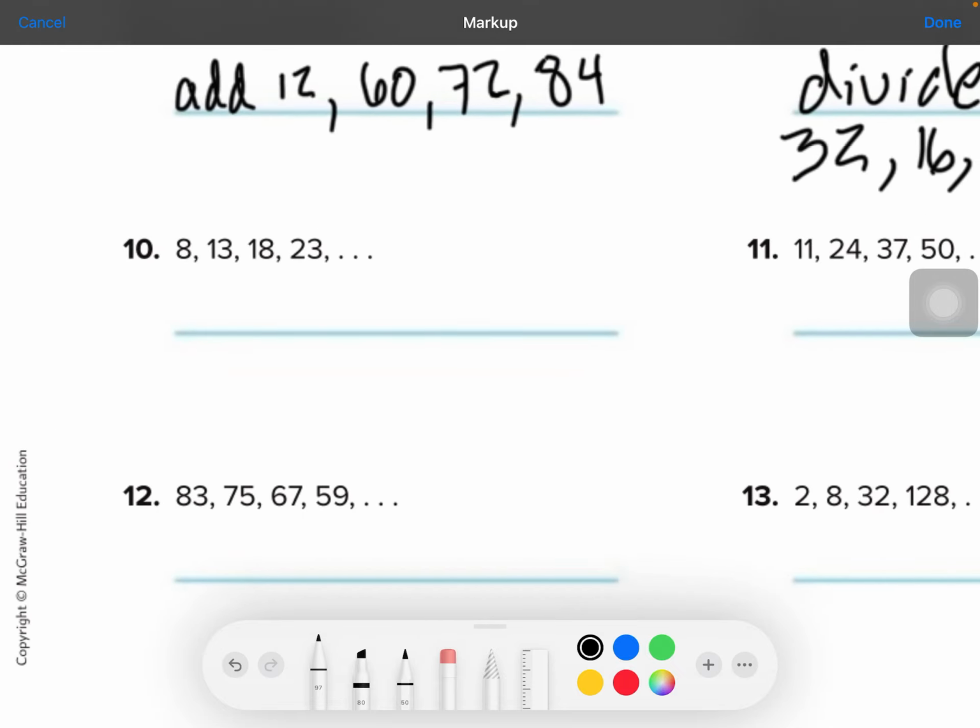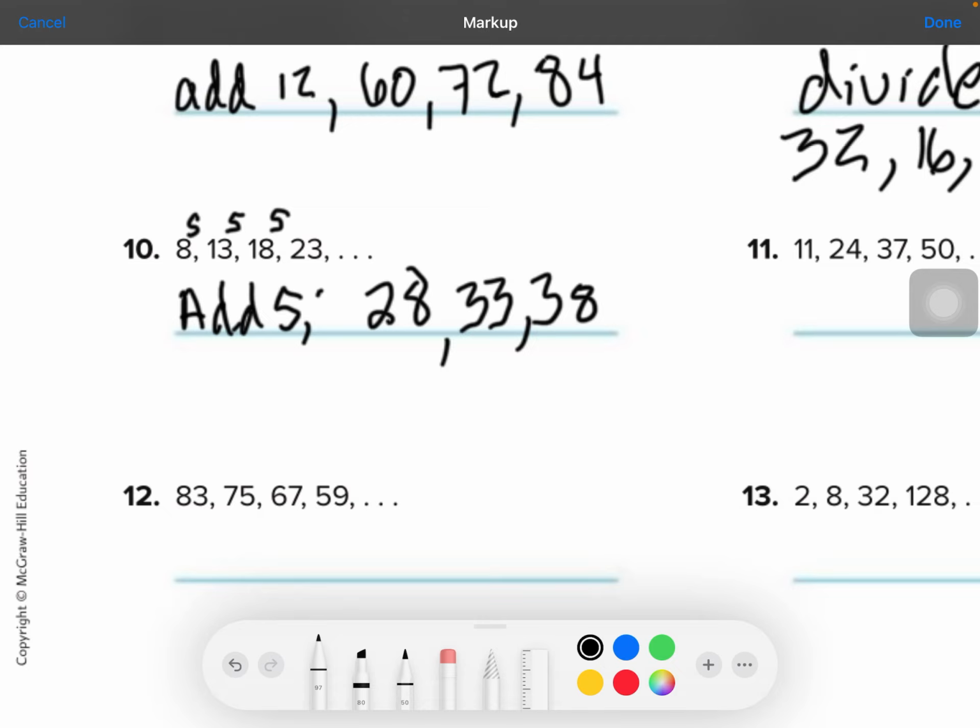Okay, number 10, we have 8 and 13 and 18. Let's see, between 8 and 13, there's 5. 13, 18, 5 numbers, and 5. So it's probably, I'm going to say add 5. So 23 plus 5 is 28. And then plus 5 is 33. Plus 5 is 38.